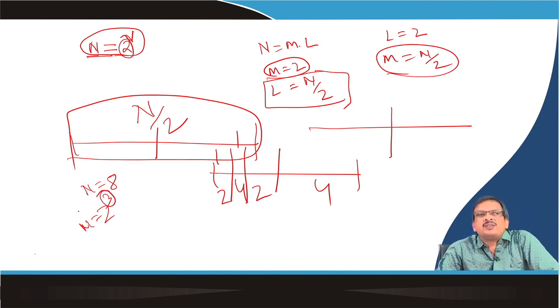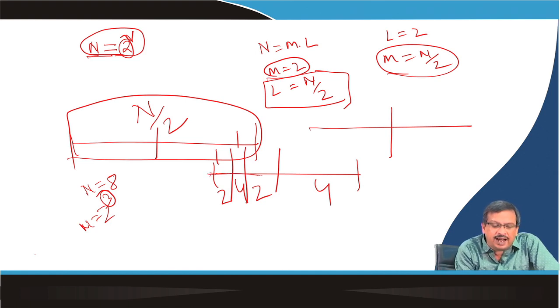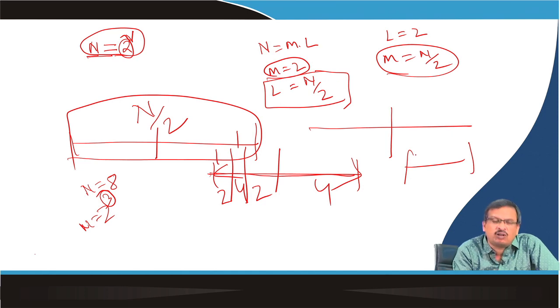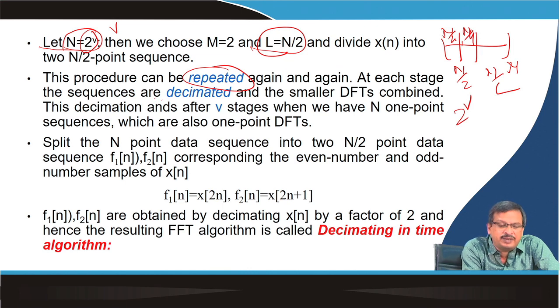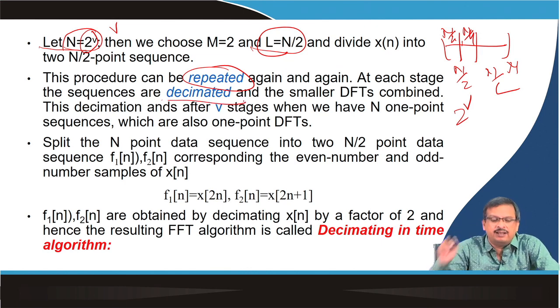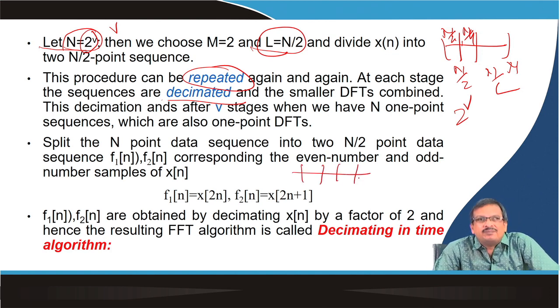3 times. That is called the number of stages. What are we dividing? We are dividing either the input sequence or the output sequence. Let us talk about the input sequence. What are we doing? We are decimating the input signal. When we divide the input signal, we call it decimation in time. If I divide the output signal, then it is called decimation in frequency.